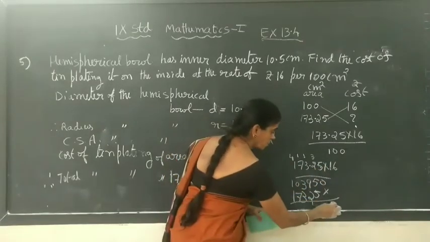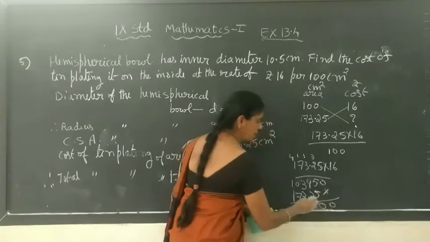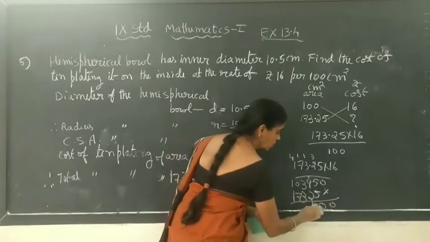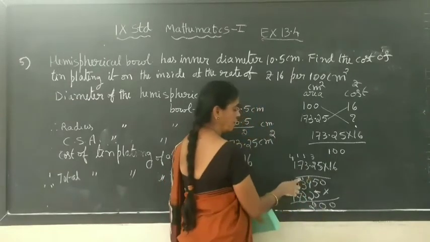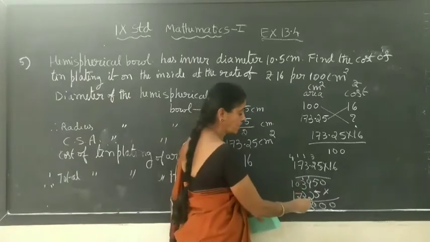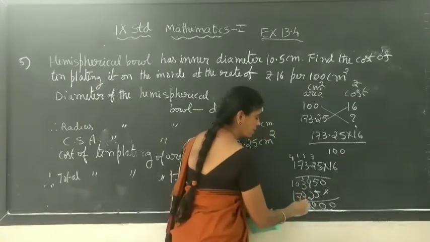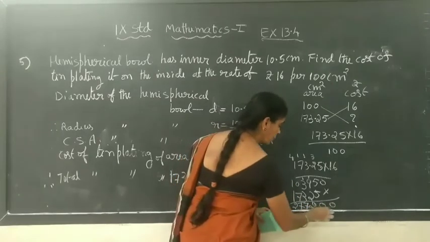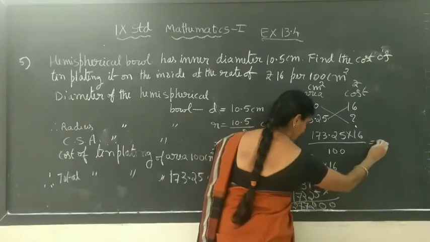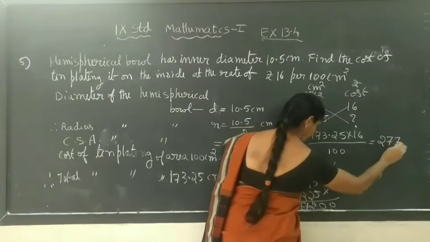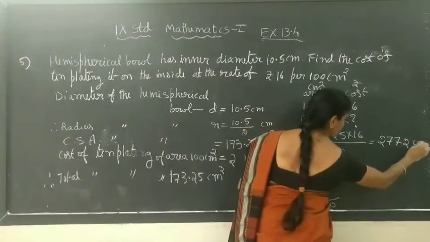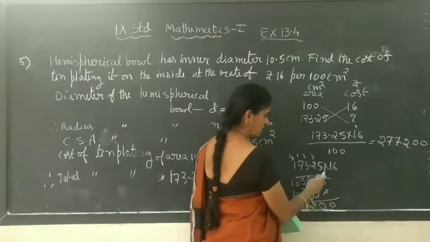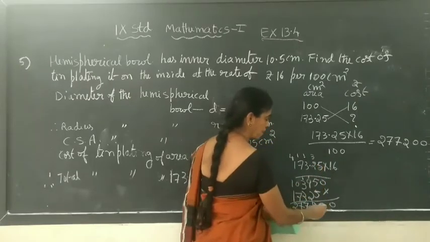Add it. 0, 5 plus 5, 10, 1 in hand. 1 plus 9, 10, 10 plus 2, 12. Again 1 in hand. 1 plus 3 is 4. 4 plus 3 is 7. Here 7. 1 plus 1, 2. So how much did we get? It is 2772. Here, how many digits are there after the point? 1, 2. 2 digits are there.